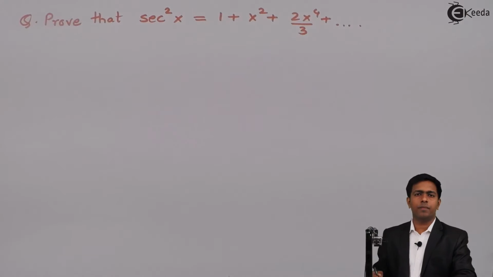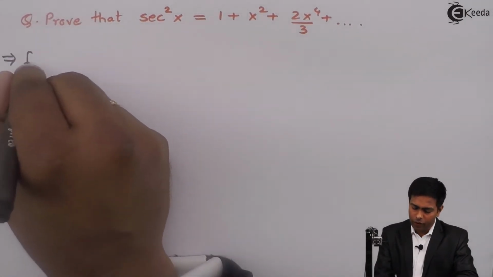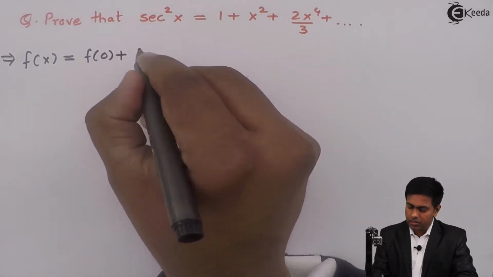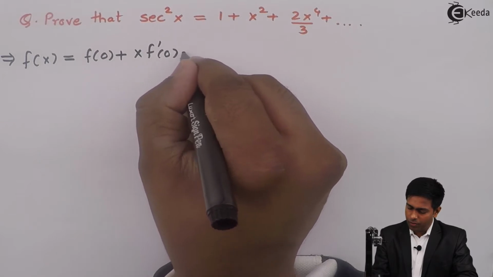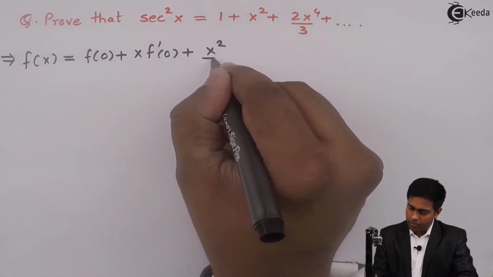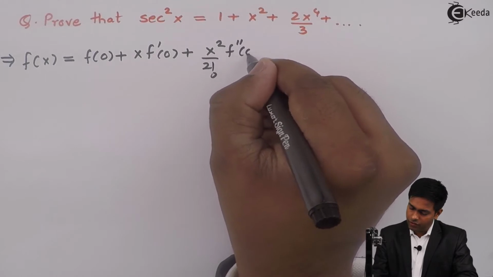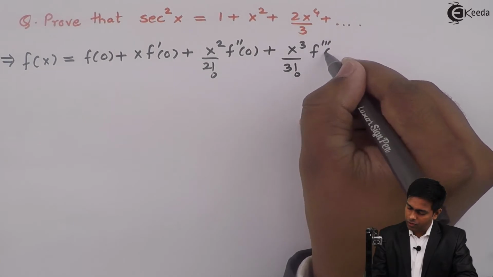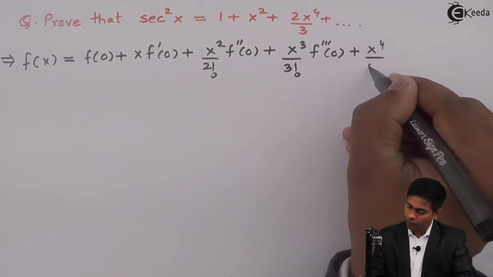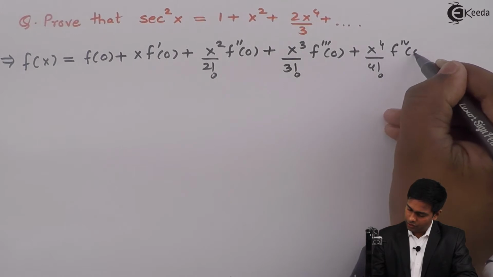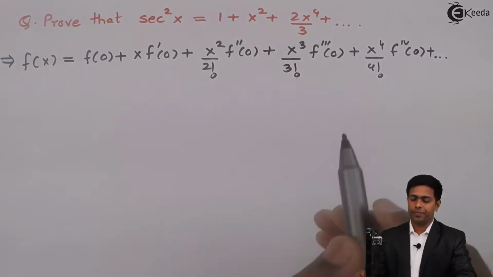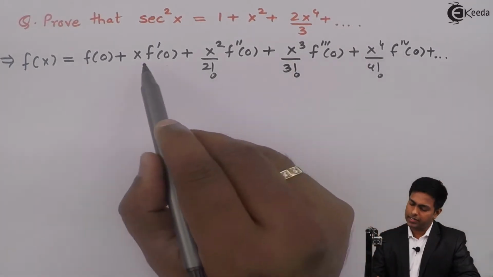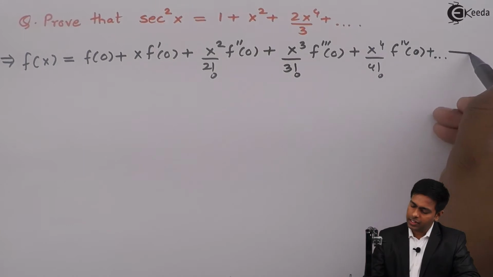So what is the formula of Maclaurin series? Maclaurin series for f of x is given by f of 0 plus x f dash of 0 plus x square by 2 factorial f double dash of 0 plus x cube by 3 factorial f triple dash of 0 plus x raised to 4 by 4 factorial f fourth dash of 0 and so on. As we want the last term as x raised to 4, I am stopping at x raised to 4. But this series is an infinite series. I'll say this is equation number 1.